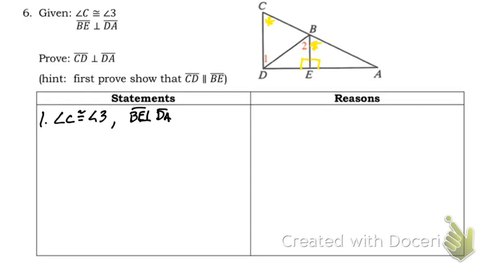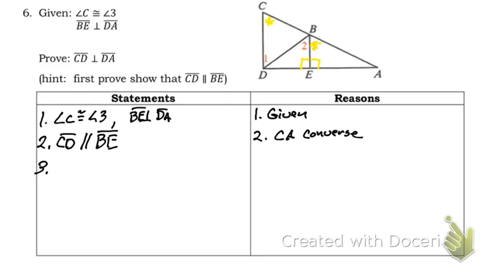So I'm going to go ahead and say that my step 2 is CD is parallel to BE. I should put given over here. And that is strictly because angle C and angle 3 are congruent to each other and they're corresponding angles. So it'll be a corresponding angle converse.